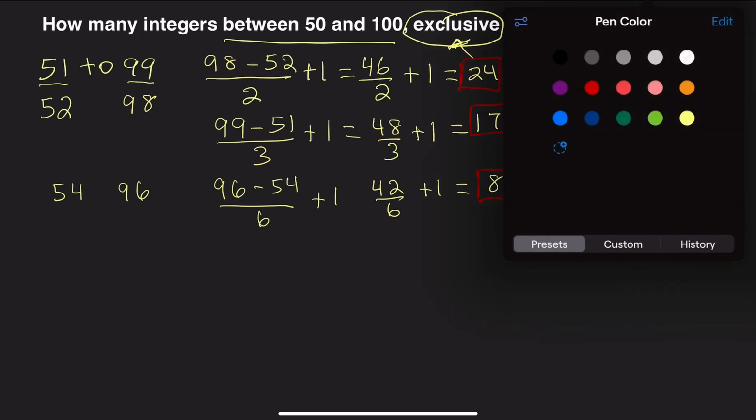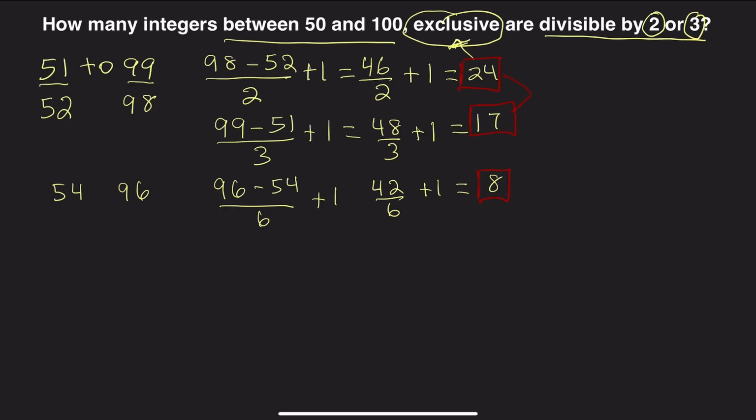Let's go ahead and do that now. So we're adding 24 plus 17 minus 8. And remember, it's minus 8 because we're getting rid of any overlap. This equals 33. We've answered the question, how many integers between 50 and 100 exclusive are divisible by 2 or 3? And that is 33. So hopefully this was helpful, and thanks for watching.